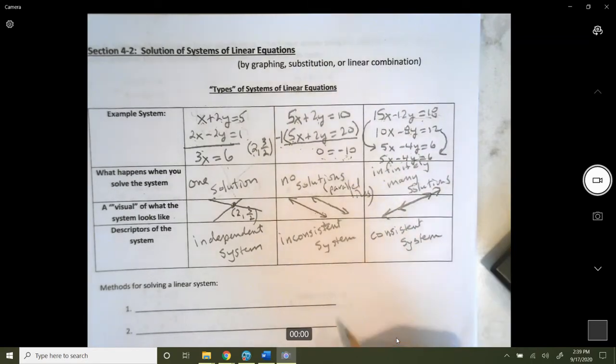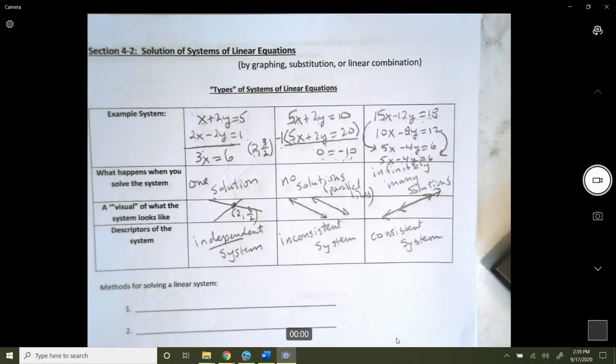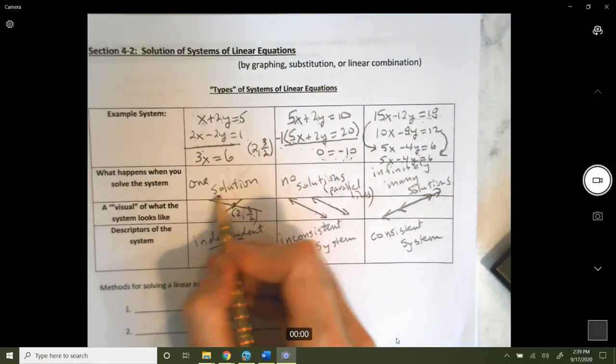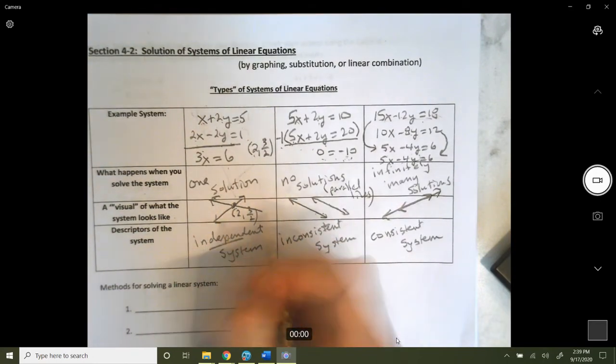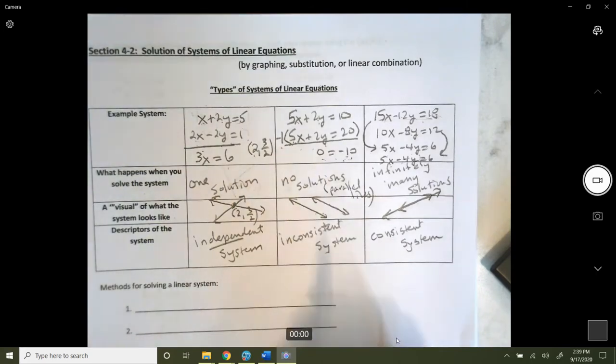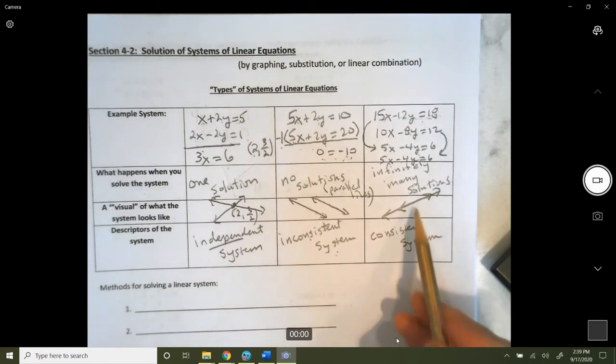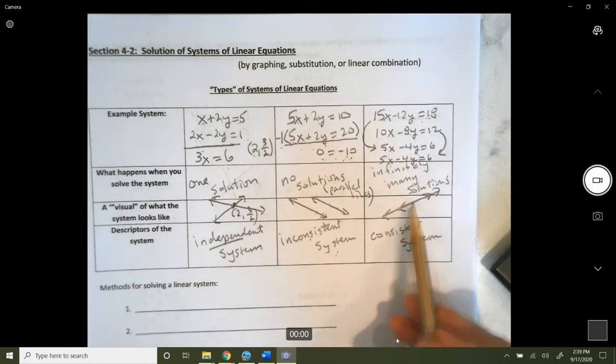So your 3 words: independent when there's one solution, intersecting lines. Oops, I forgot my arrows. That's important to always put your arrows on your lines. Inconsistent system when there's no solutions because they're parallel lines. And then a consistent system, infinitely many solutions because they're the same line.